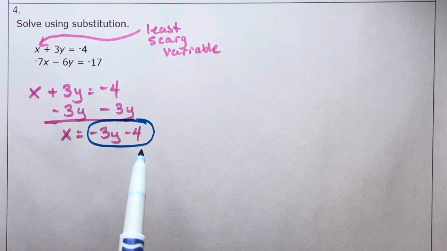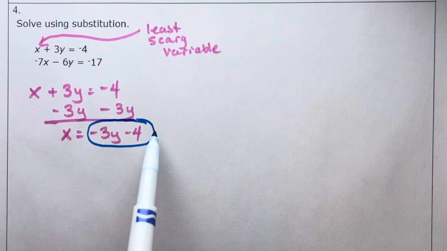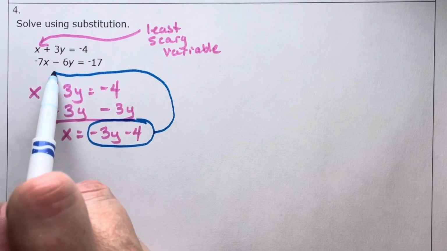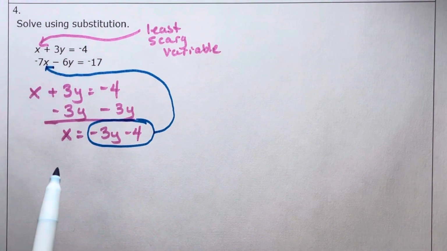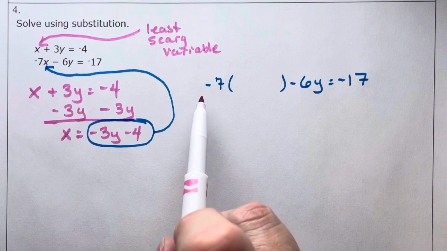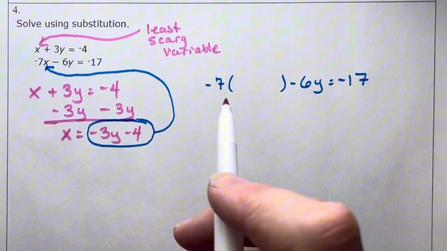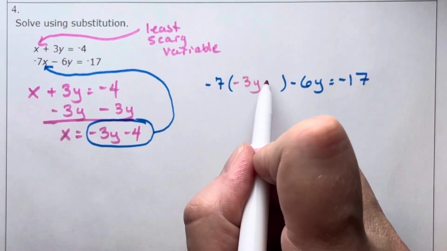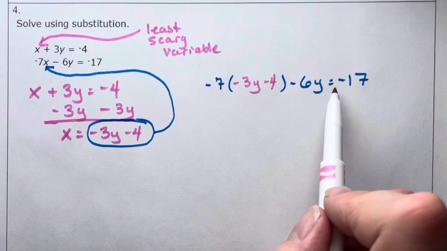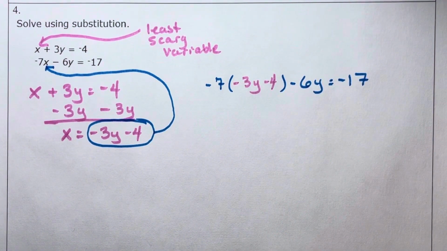And we, just like in the introduction and previous problems, circle its equation part. And then we say for step 2 that we are going to replace that variable in the other equation with this circled piece of information. So let's see what that looks like. We see that we will have an equation of -7 times (-3y minus 4) minus 6y equals -17.